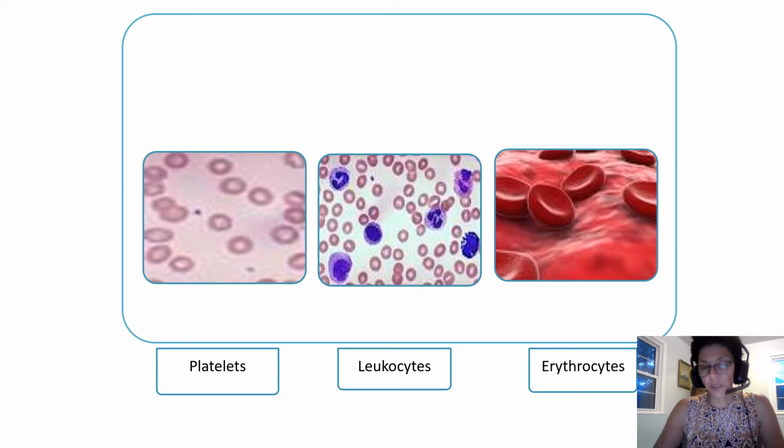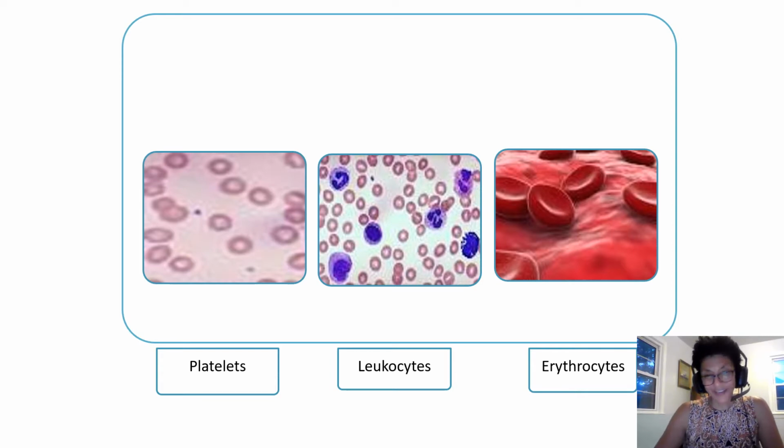Leukocytes, formerly known as white blood cells. These formed elements contain a full complement of organelles and are often distinguished from each other in part by their distinct nuclei. These are the only true cells of the blood.